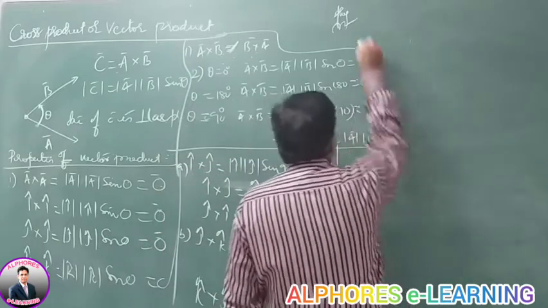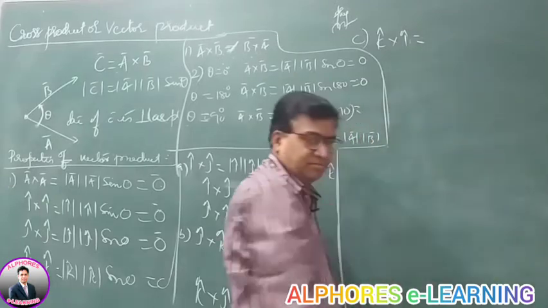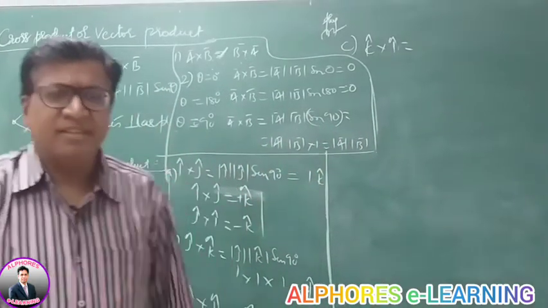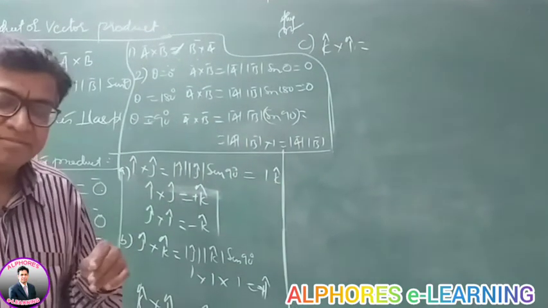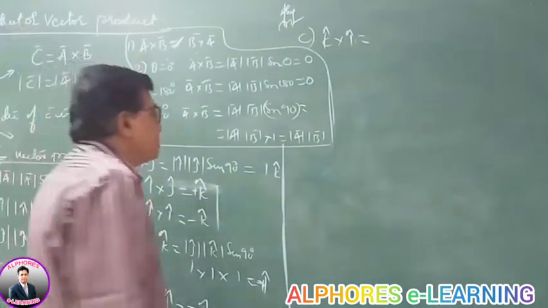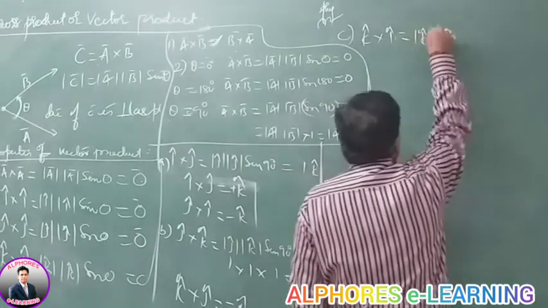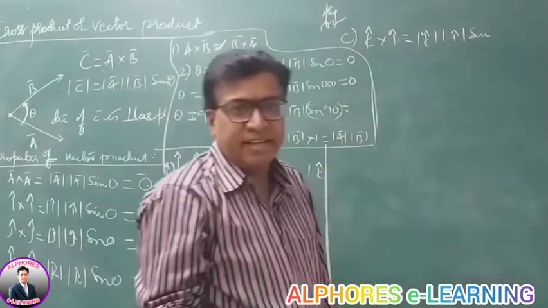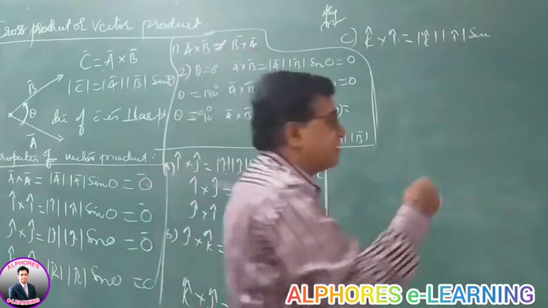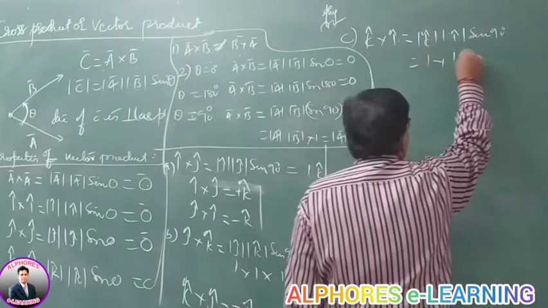Third one: if I want to find K cross I, now think over, what would be K cross I? K is the unit vector along the z axis, I is the unit vector along the x axis. Z and x are perpendicular. So according to the formula, A cross B is mod A mod B sine theta. So it's mod K mod I sine of the angle between K and I. K is the z axis, I is the x axis. Z and x are both perpendicular, sine 90. So this is 1, 1, 1.